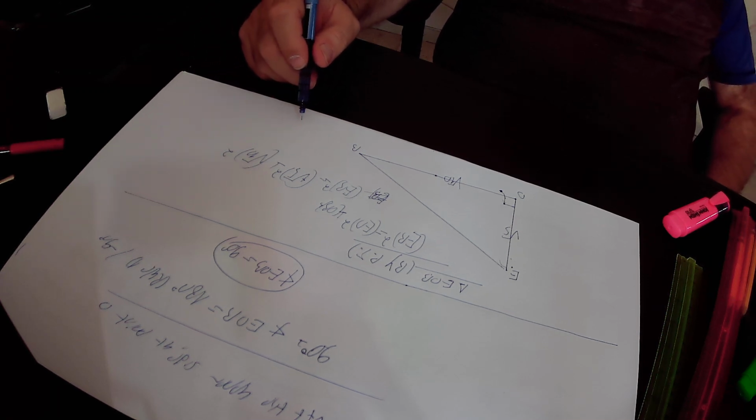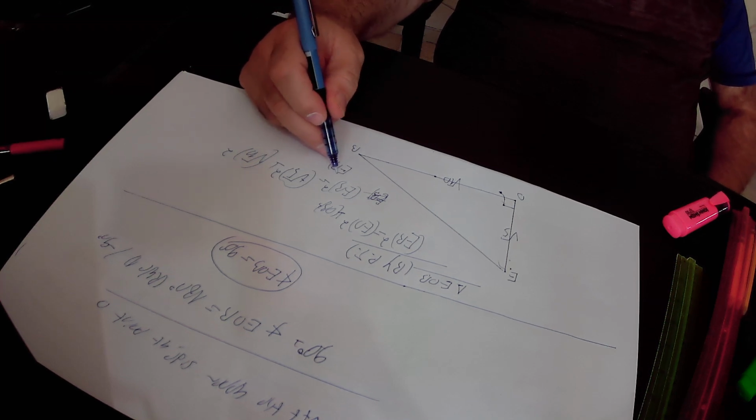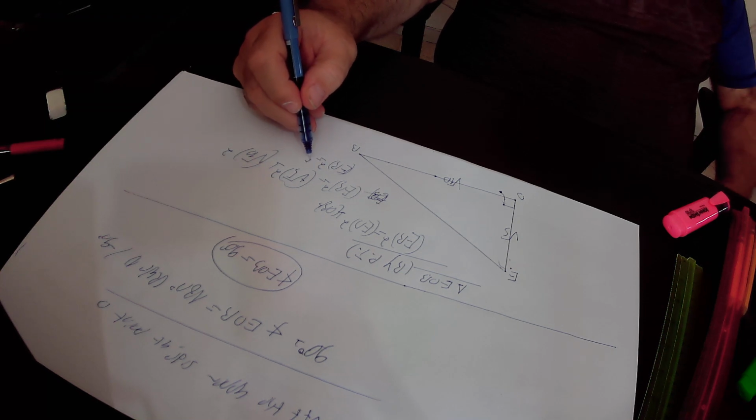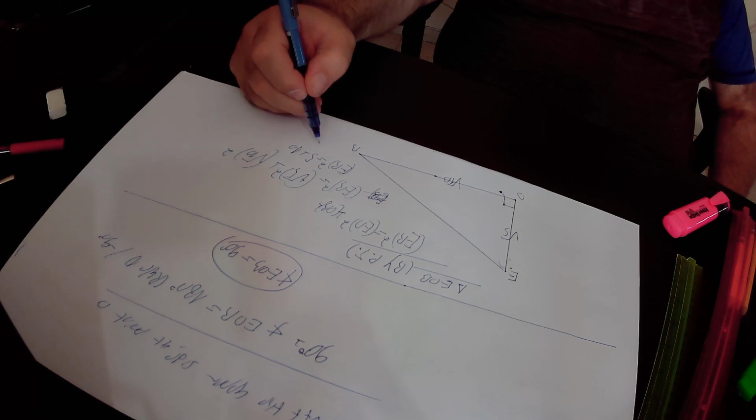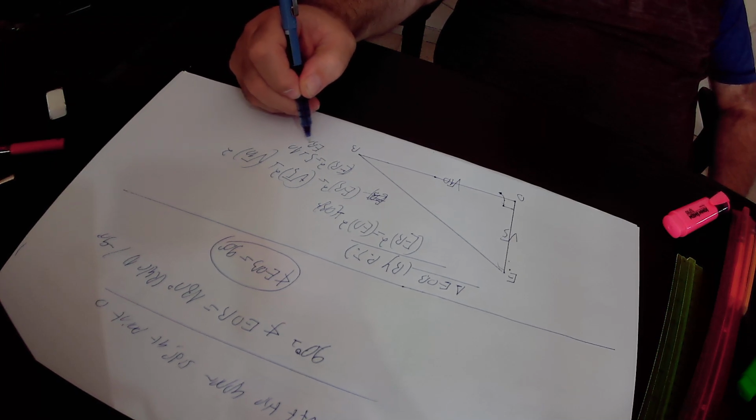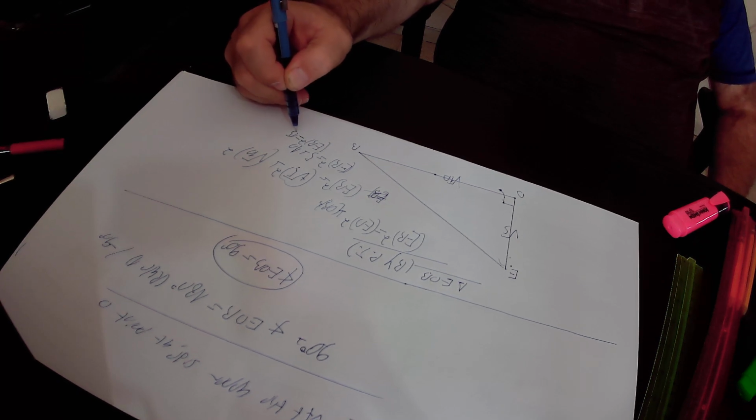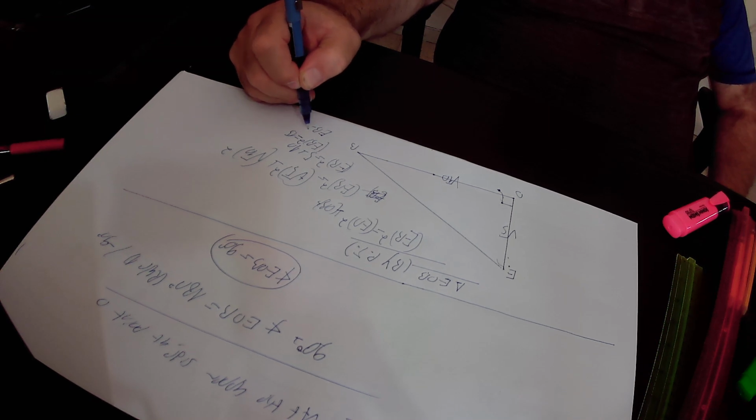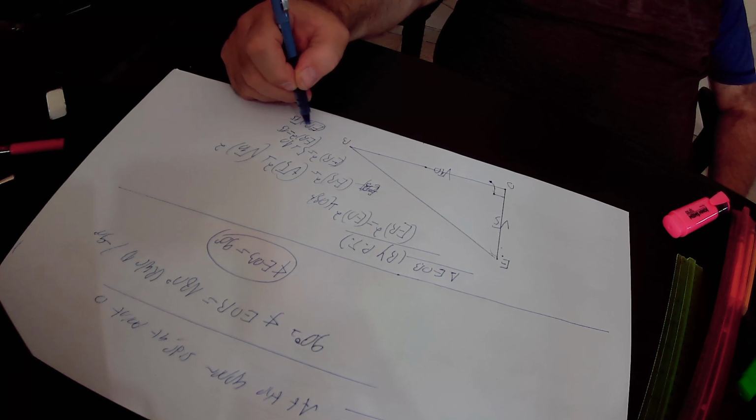In conclusion, we found out that EB squared equals the square root of 5 squared, that is 5, plus the square root of 10 squared, that is 10. So in conclusion, we found out that EB squared equals 5 plus 10, that is 15. We take a root out of this equation and we get that EB equals the square root of 15 units.